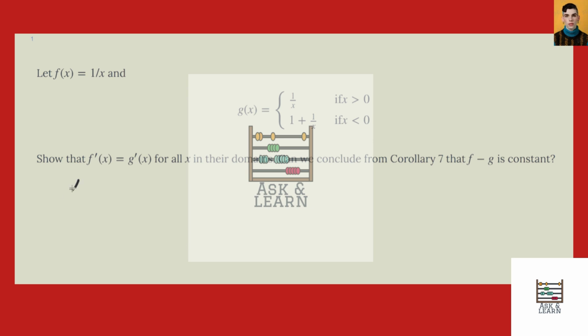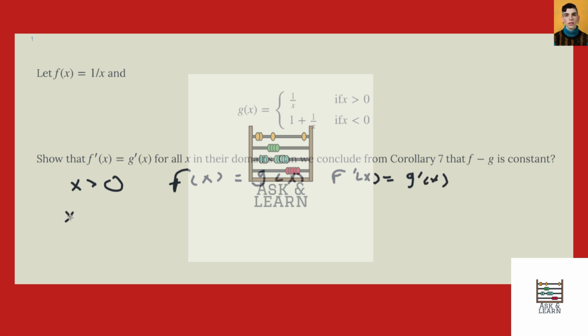So when x is greater than 0, we know that f of x equals g of x, because when x is greater than 0, g of x is 1 over x, and f of x is 1 over x. So we know that f of x is equal to g of x, and then we can also conclude that f prime of x is also equal to g prime of x.